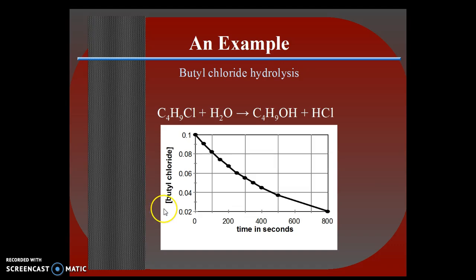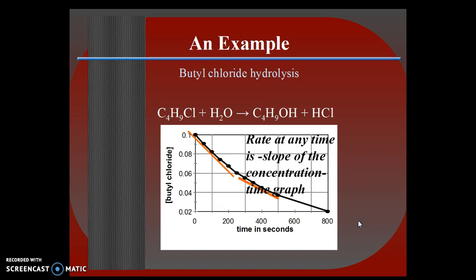And so we get the concentration of butyl chloride as a function of time here, and at about 800 seconds it's nearly all gone. We're down by 80%. The rate at any given time is the negative slope of the concentration time graph, which is the negative slope of the tangent to the curve at that particular time.